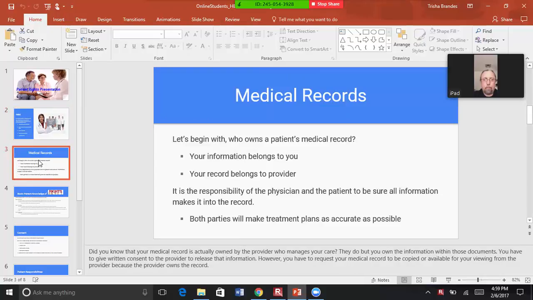Medical records. Let's begin here. You own all the information within your medical record, but the provider owns the physical medical record. It is the responsibility of the physician and the patient to ensure that the accuracy of the medical record is thorough.